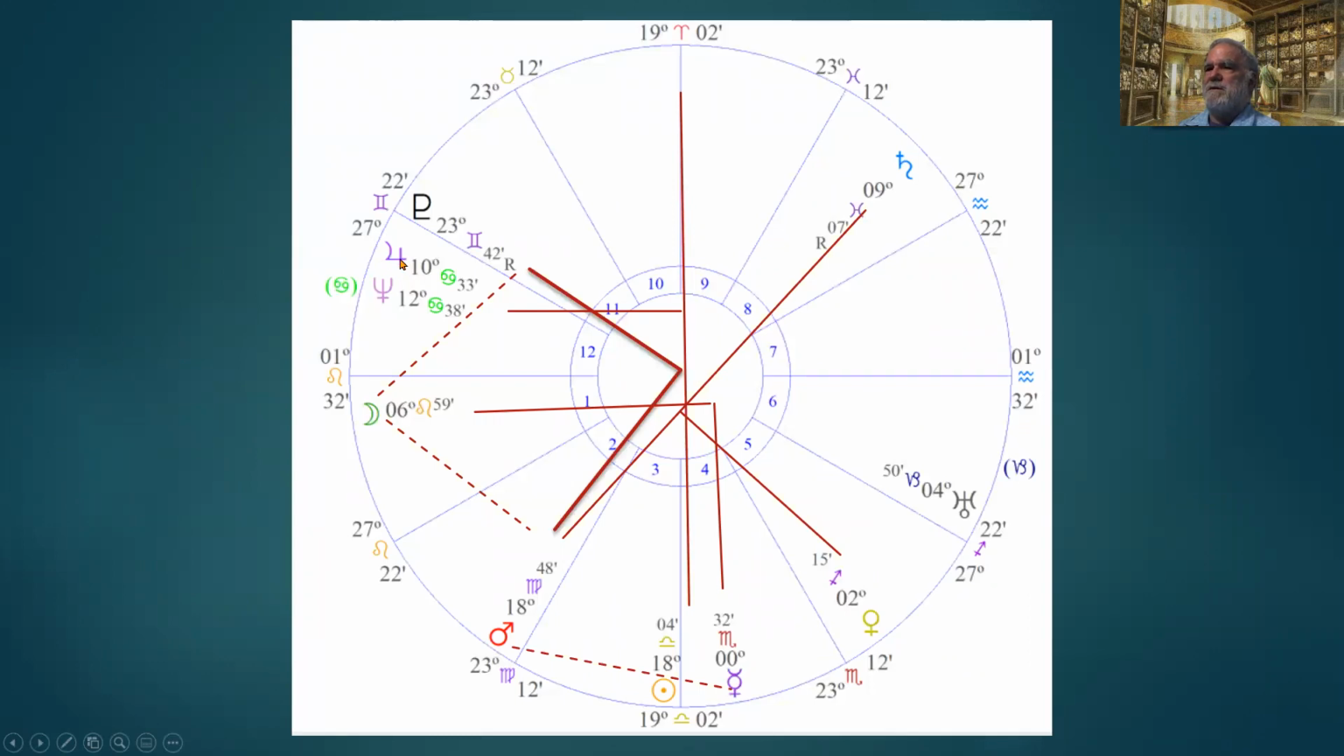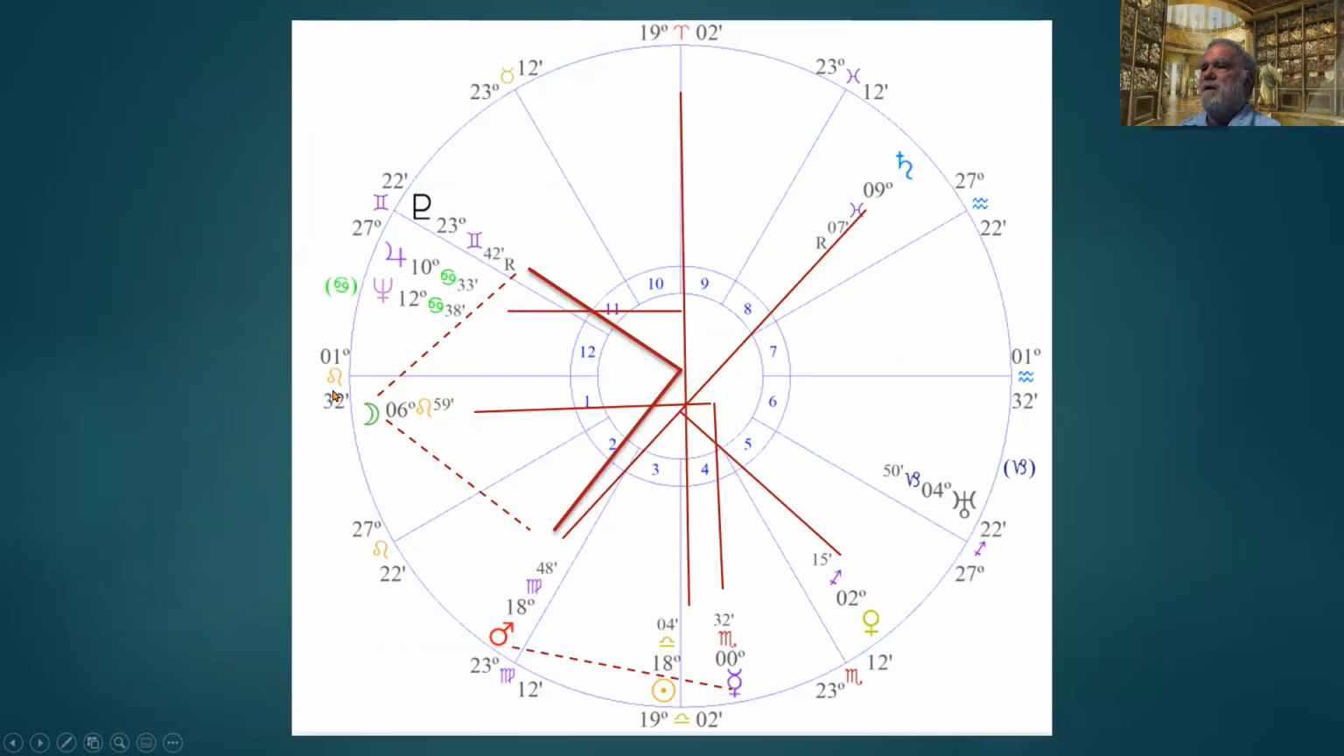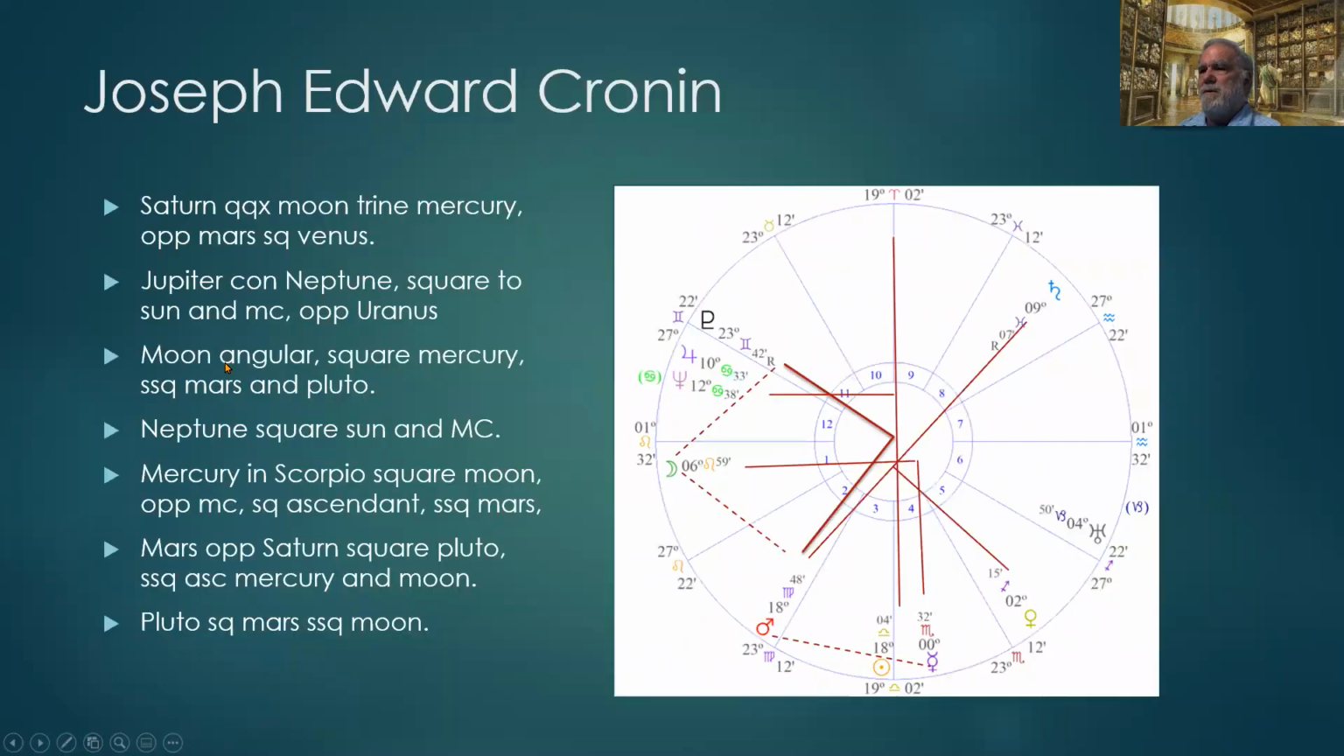It's also square to the Sun and the midheaven, and opposite Uranus. Jupiter. Moon is angular, and that's where we get our prominence. It's square to Mercury here, and it's semi-square to Pluto, square Mars.